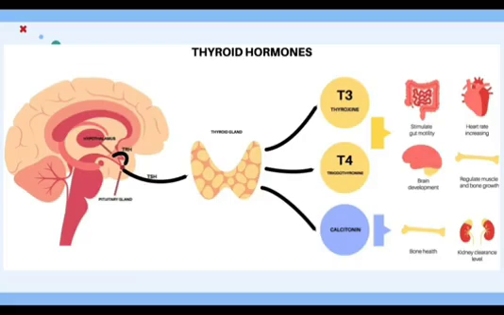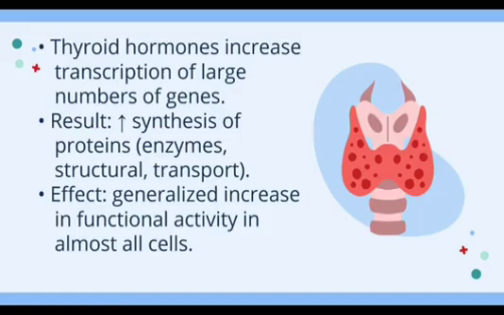This is an illustration of the physiological function of thyroid hormone. In future slides, we are going to talk more discretely about these functions. The thyroid hormones increase transcription of a large number of genes. The result is increased synthesis of proteins like enzymes, structural proteins and transport proteins. So this causes a generalized increase in functional activity in almost all cells. It affects the whole body.